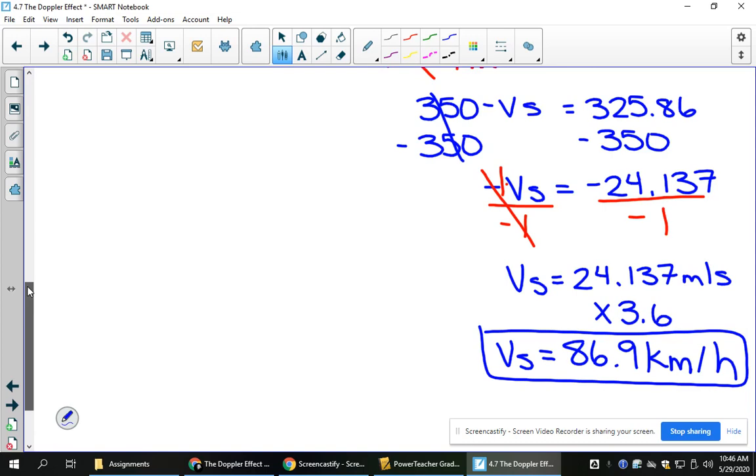So this might be an actual question, like the speed limit is 70 kilometers per hour. We use the radar, we hear the horn, we see the sound waves squished together or pulled apart. We do all of this calculation and find out that they were indeed exceeding the speed limit at 86.9 kilometers per hour.